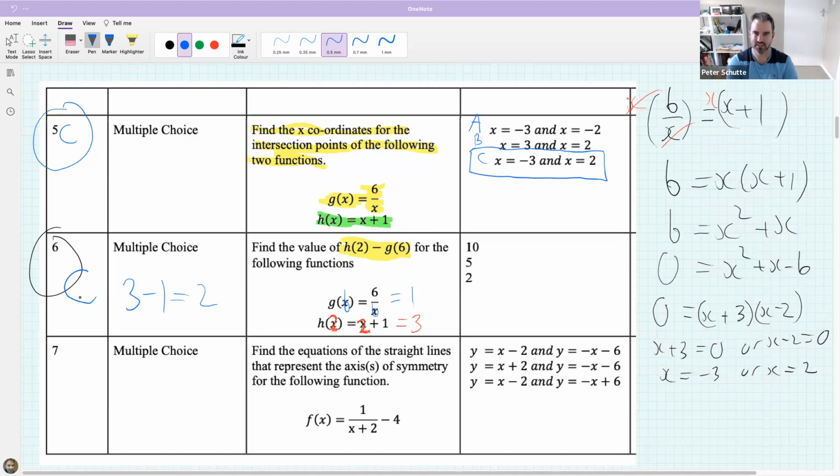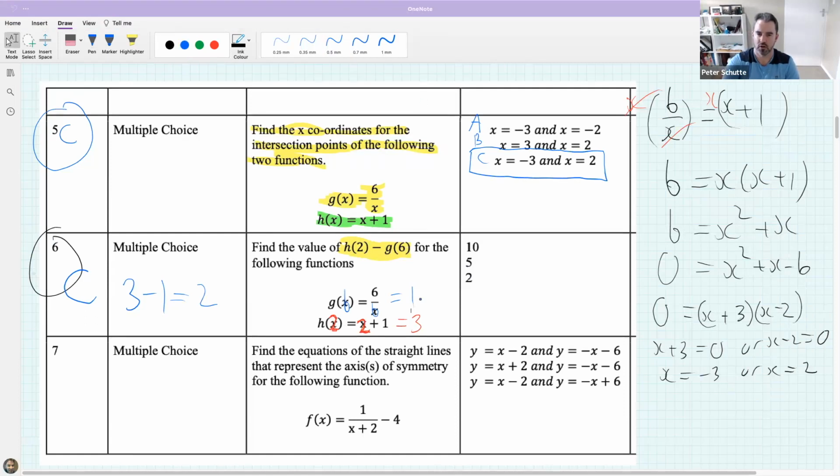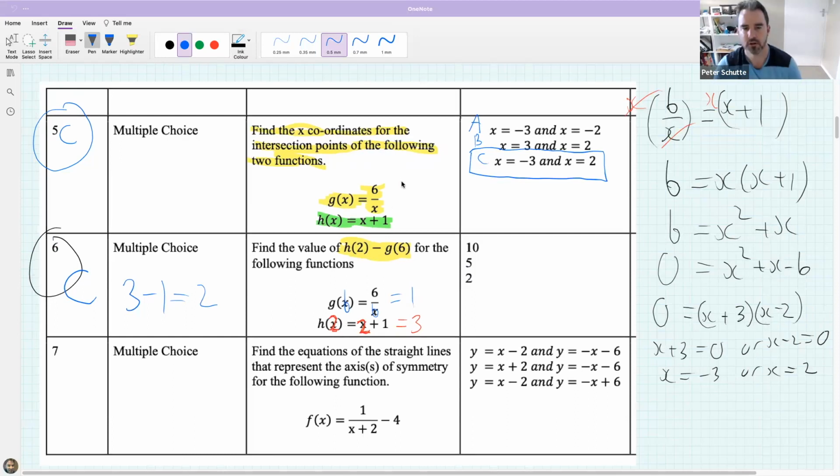So it's 6C. Okay. Thumbs up if you could follow that. Thumbs down if you couldn't follow it. This is just using what we call function notation. So function notation, what does the h of 2 mean? It means put 2 into the function h, and what do you get out? You get 3. Find the g of 6, put 6 into the function g. What do we get out? 6 over 6, which is 1. And then we subtract them.